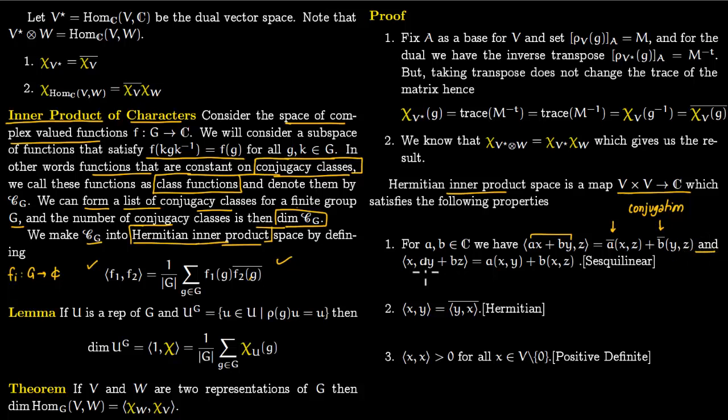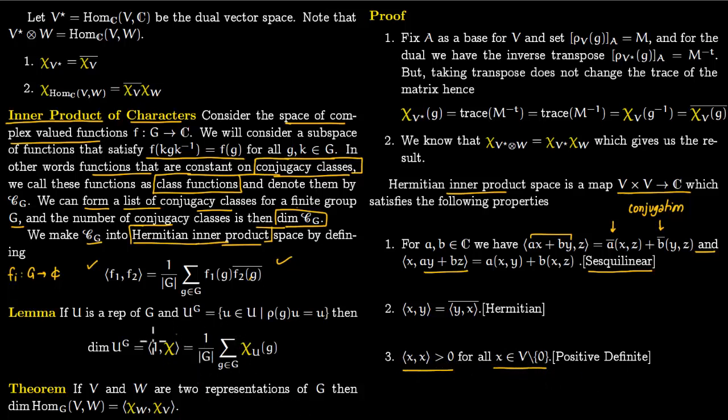So you have conjugation in the first variable, and if a and b are there, you conjugate them. And if you're in the second variable, you have x, ay and bz. Again you can take a and b out, and notice that there is no conjugation here. So in the second part there is no conjugation, in the first part there is conjugation. This is what is called sesquilinear. The second thing is the Hermitian property: xy is the same as yx, but now you have to conjugate it. And then you have positive definiteness, so this is greater than 0 for all non-zero vectors.